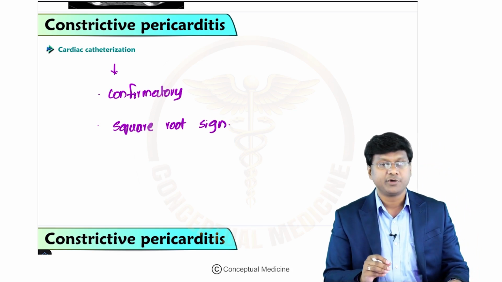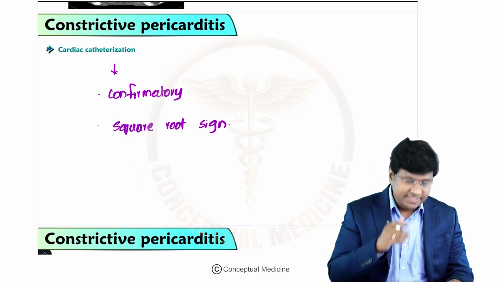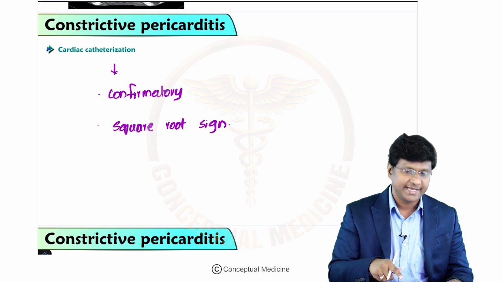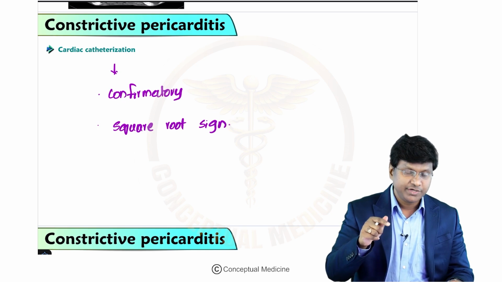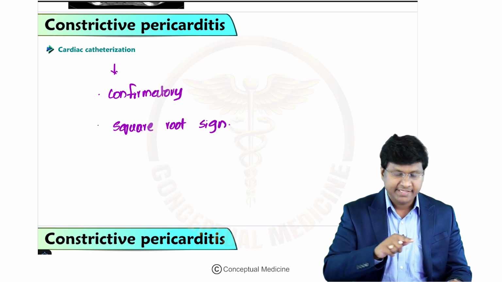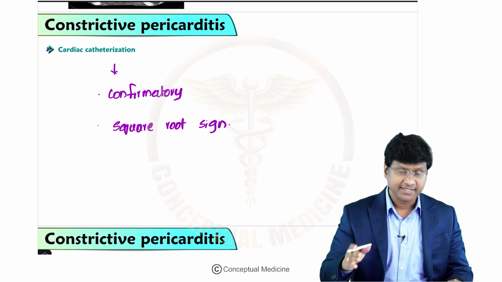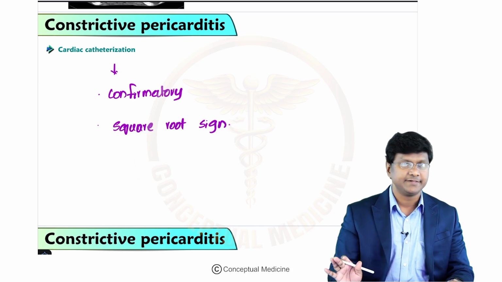You will be able to demonstrate the square root sign. And please remember, what is the square root sign? The dip is during isovolumetric relaxation. That elevation is during rapid inflow, that is first rapid filling, and then the plateau phase is due to further limitation of the ventricular filling. Okay, so that I have discussed in detail.